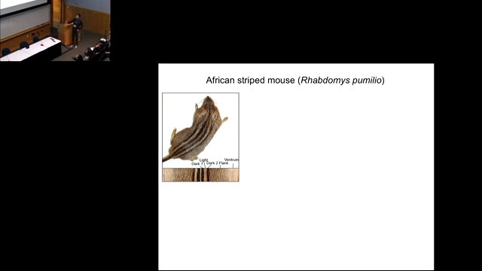So on either side of the midline, shown here in white, we have a dark stripe followed by a light stripe. Then there's a second dark stripe. Then there's this flank, which is sort of grizzled in color. And then there's this very light ventrum.